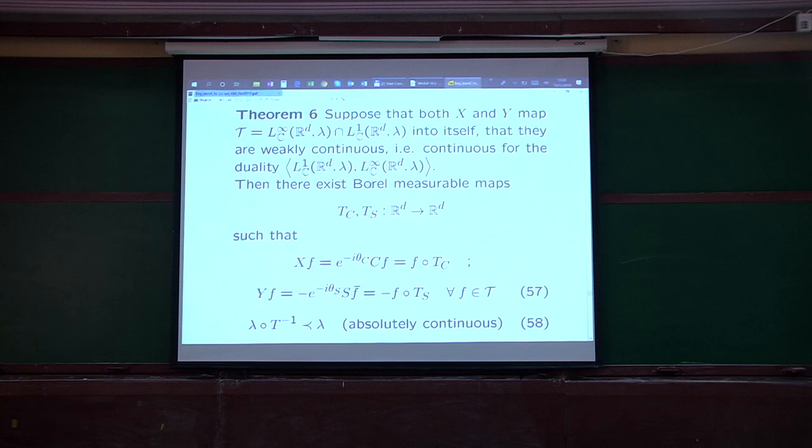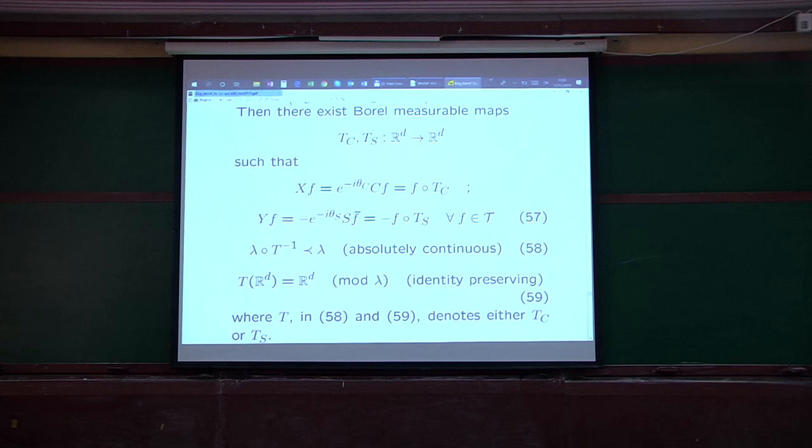endomorphisms X and Y, there exist Borel measurable point maps of R^d into R^d, such that X is given by Xf, the composition of f. In fact, you have to subtract the phase to have a homomorphism, if you remember. The composition with this map. And Y of this is this, and here you see, I should take a adjoint. I forgot to put an adjoint here. Okay, this is antilinear.